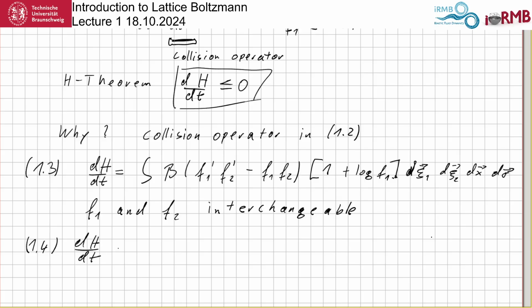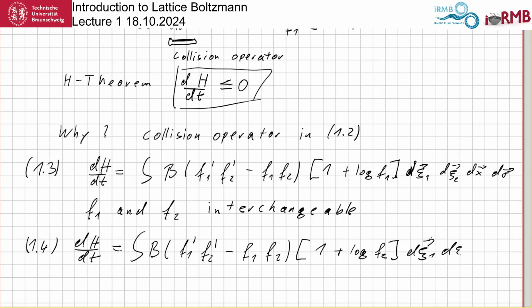dH by dt is equal to the integral b. So in this here, I don't need to exchange them, because it's just the order in which I would write them. Doesn't matter. The only place where it matters is the logarithm of f2. And we integrate over everything anyway, so we can just keep the same integral. So the only thing that is different here is this, right?